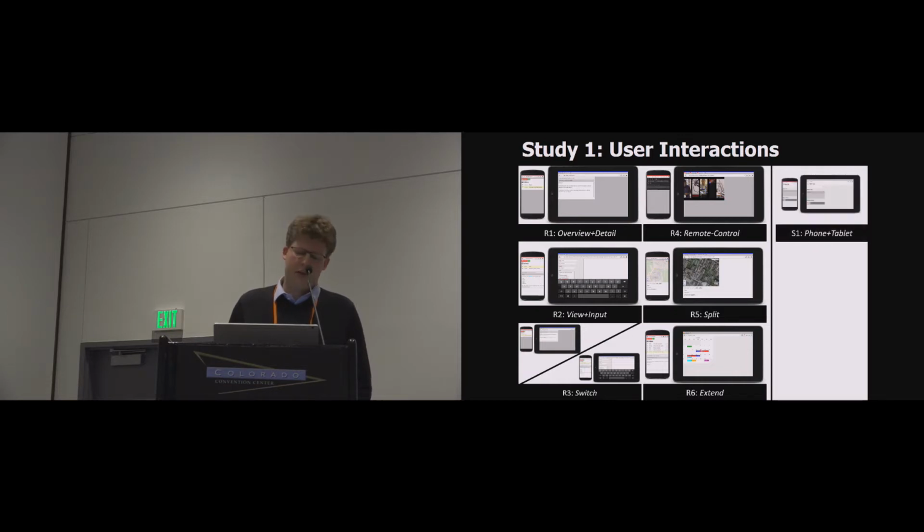Each of these interfaces was studied under different conditions, which were different sets of multiple devices. We looked at phone and tablet, which was also the device configuration in my earlier work, but I was also interested in the role of smartwatches. What if we take away the tablet and just give you a smartwatch instead? How would users react?